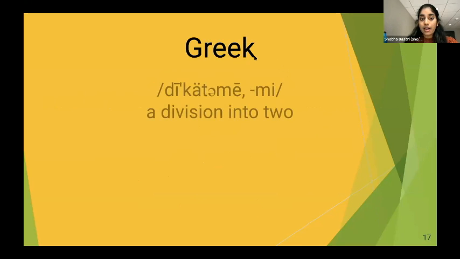Next example that we have is also Greek, and the word is dichotomy. This is a division into two. Let's see some guesses for this.